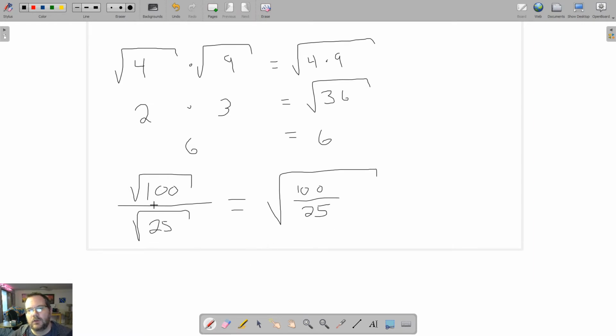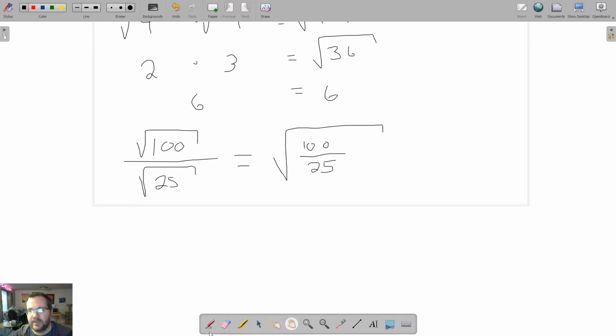All right. So now we already know, because it's a nice, neat, perfect square, that the square root of 100 is 10. And the square root of 25 is 5. So this is the same as 10 over 5, which is the same as 2. Now we want to check to see if that's going to be the same on the other side. 100 divided by 25, since it's inside the square root, you can now do that operation. 100 divided by 25 is 4, and so the square root of 4 is still 2.